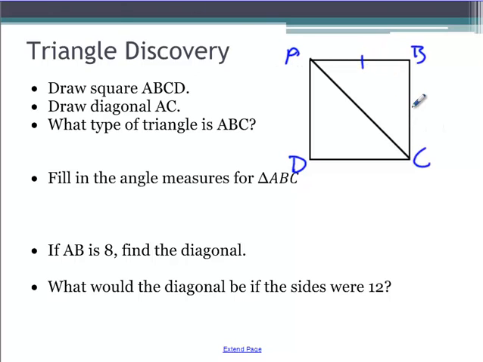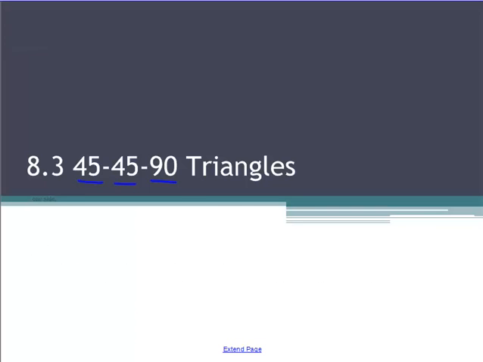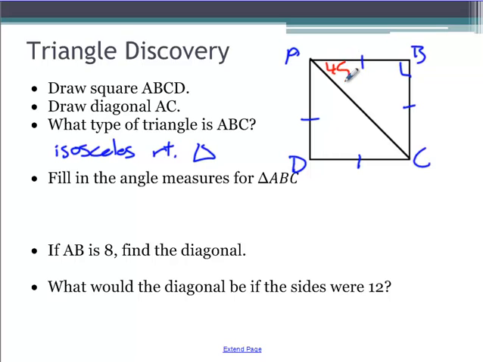Now, since I know it's a square, I know all 4 of these are the same. I know that all of these are right angles. I'm only going to label that one. It's got 2 sides that are the same and a right angle. It's an isosceles right triangle. So let's fill in the angle measures. If you're paying attention on the last slide, it's 45, 45, and this is already marked as a right angle. 45, 45, 90. Now the AB is 8.